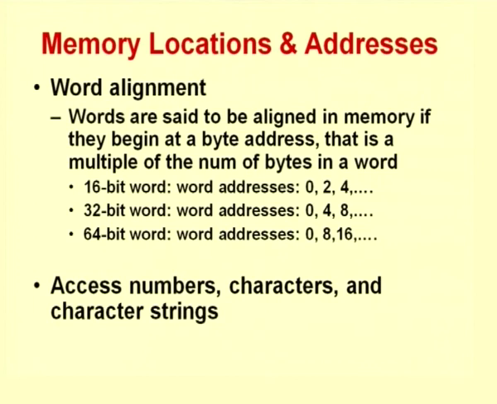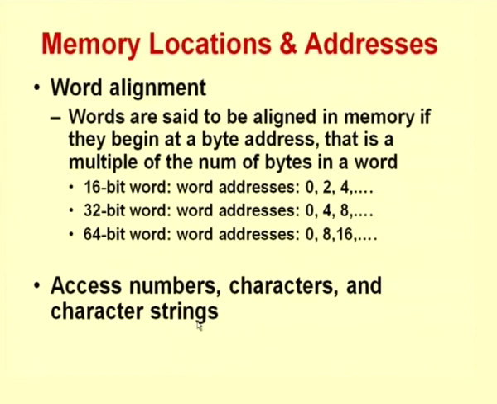Okay. So, now quickly summarizing what we are looking at in terms of memory locations and addresses. What is important to remember here is word alignment. Let me look at the second point first. The second point I have written here is that we are using memory locations to store or access numbers, characters and character strings, all these are used. This is something that we remember. Now, the next thing we need to look at is how the words are aligned in memory.